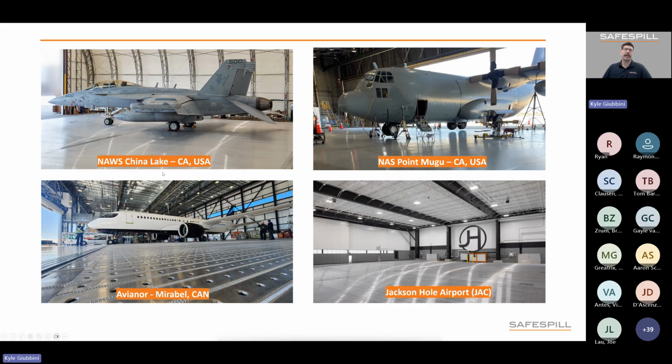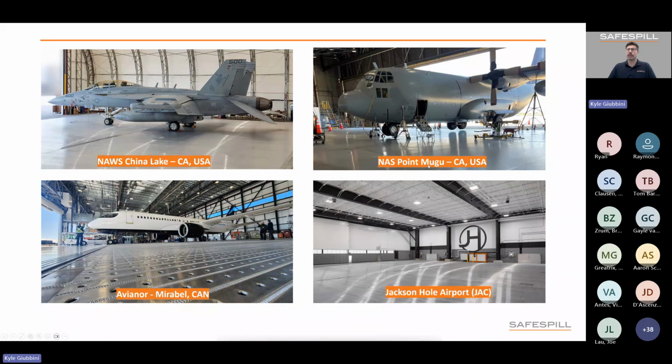Safespill has been installing ILDFA in aircraft hangars since 2020. Our first hangar installation was at Naval Air Weapons Station China Lake. This was a retrofit installation inside of some tension fabric hangars. We installed 2 hangars side by side, each about 8,000 square feet of ILDFA flooring, and these were capable of housing up to 3 F-18s.